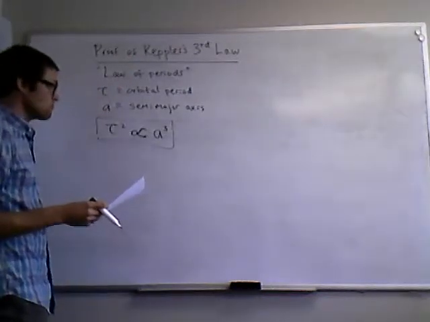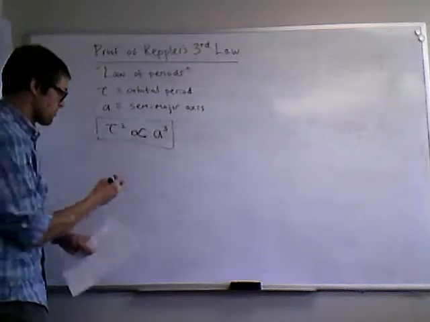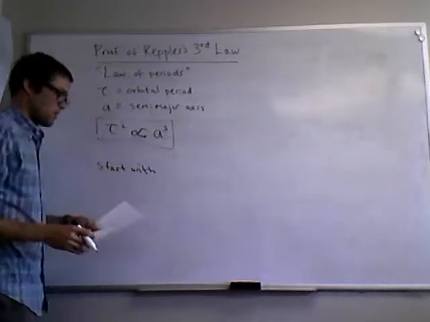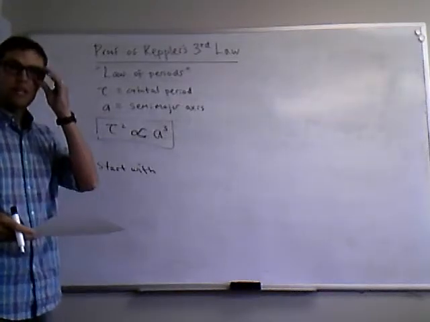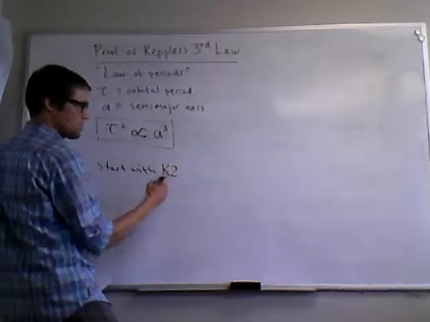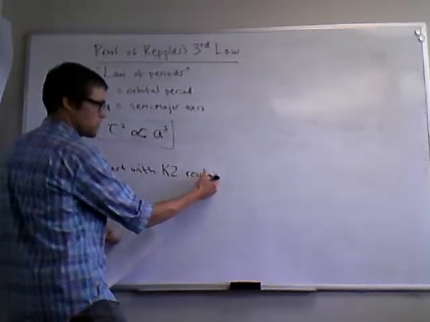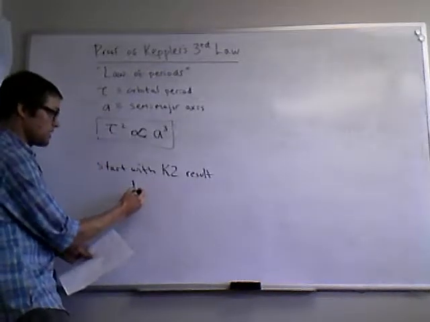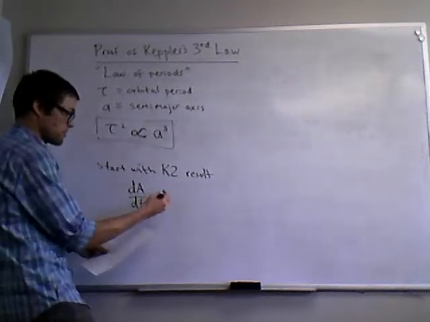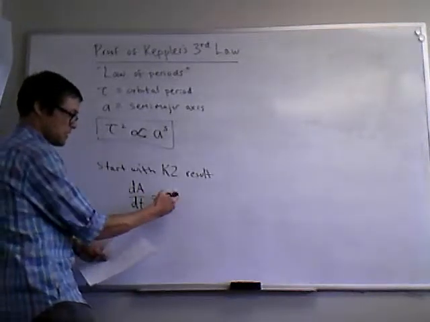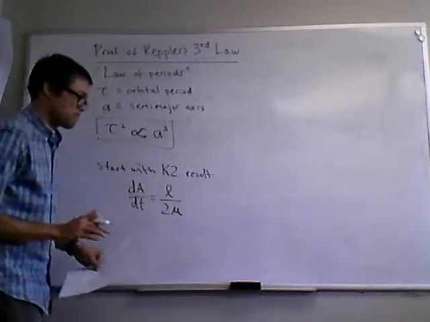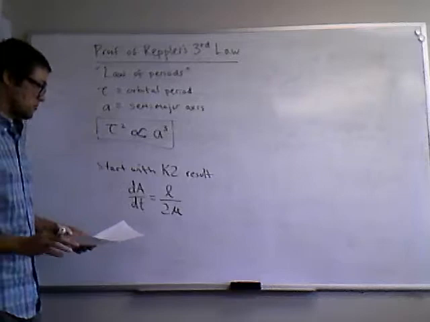Okay? And what we're going to do is start with what we showed when we proved Kepler's second law. So we're going to start with our result there. That is, we showed that the time rate of change of the area swept out by a line between the Earth and the Sun, or a planet and the Sun, is equal to L over 2 mu, where L is the angular momentum and mu is the reduced mass of the two-body system.